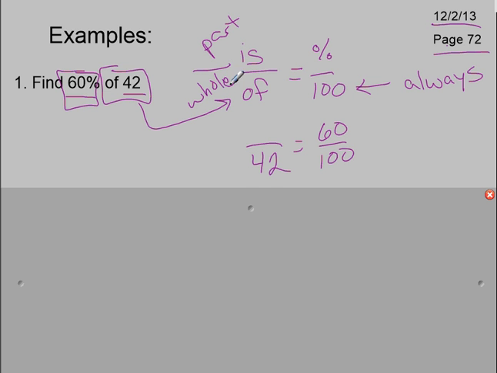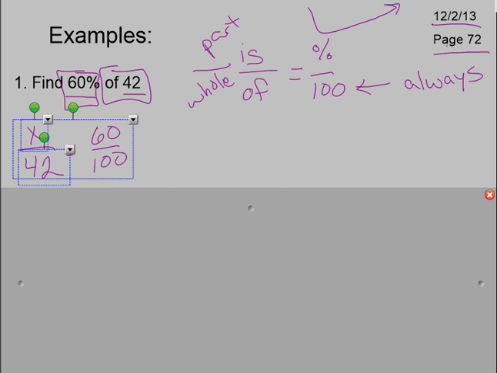Okay, the part goes on top, the whole goes on bottom. So if I'm finding 60% of 42, 42 is my whole. So that's going to go right down there. And then I have a variable. I'm going to use x in this case. See?